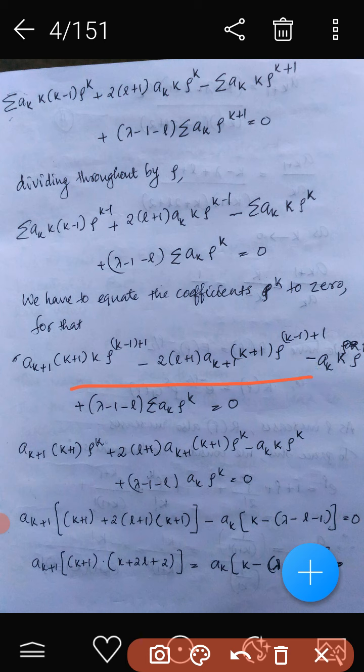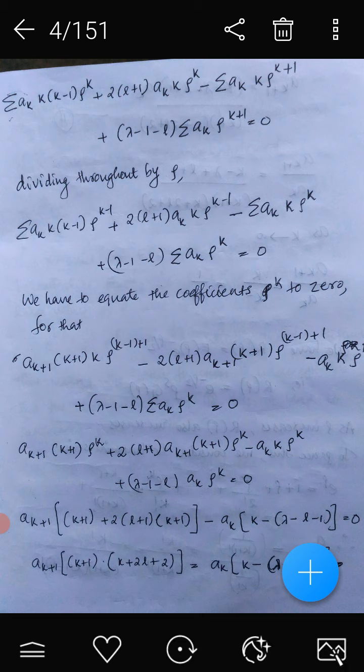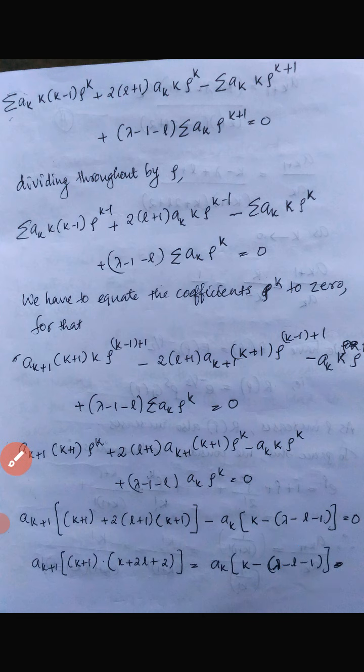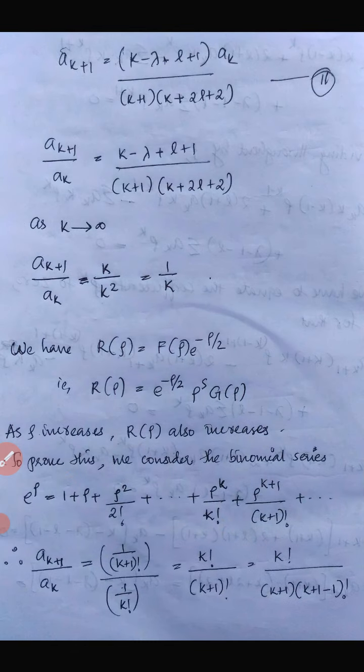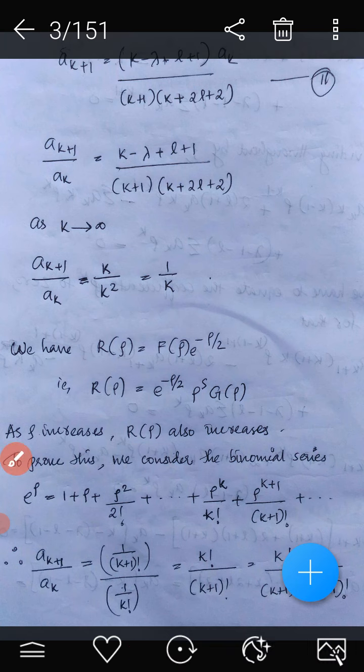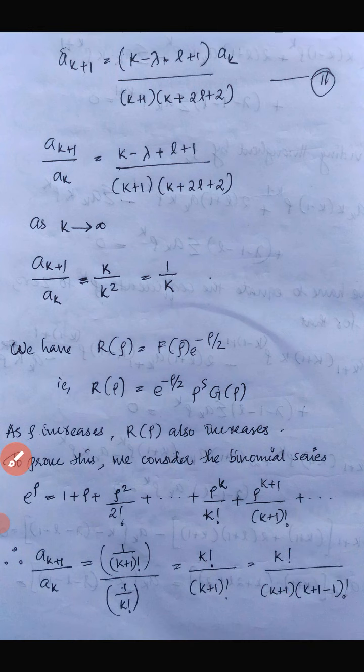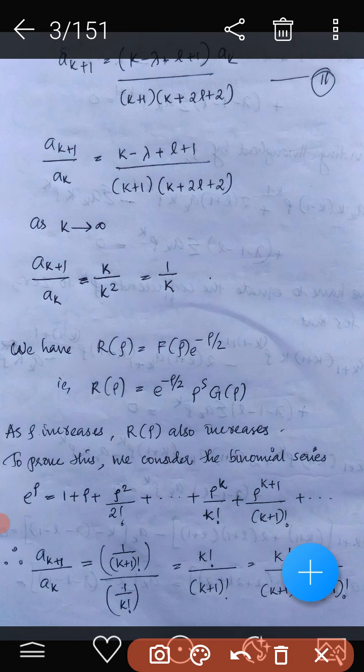Then we can equate the coefficient of rho to the power k to 0. The next two equations, just go through that. Then a(k+1) is equal to (k minus lambda plus l plus 1) by (k plus 1) into (k plus 2l plus 2) into a(k). That is equation number 11. So this is this equation.